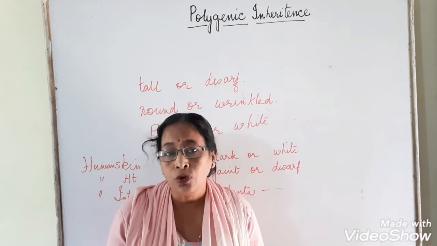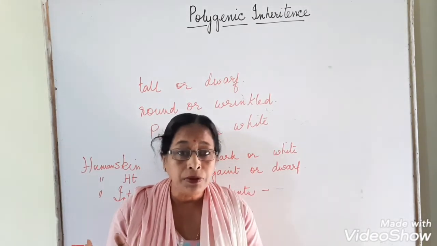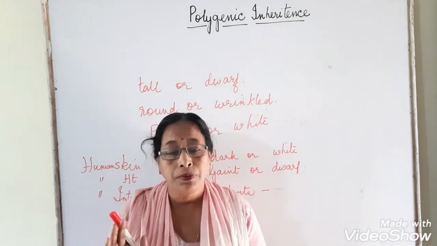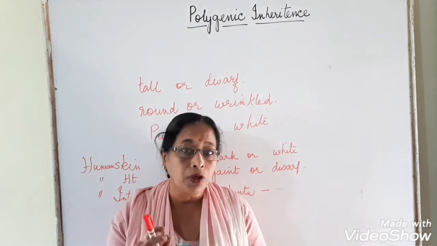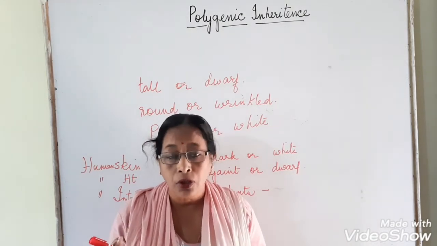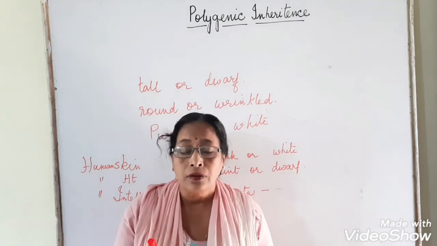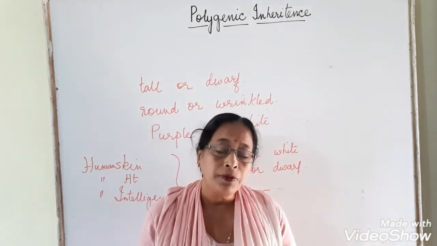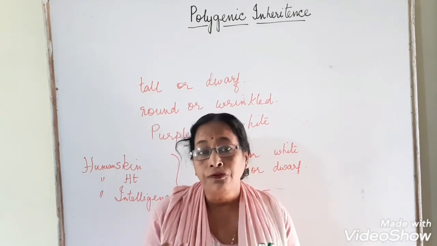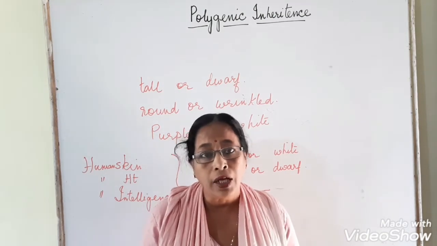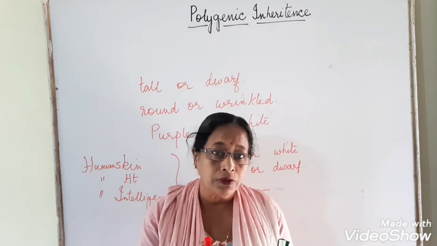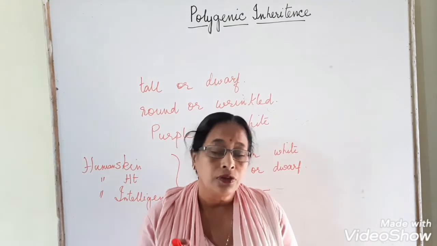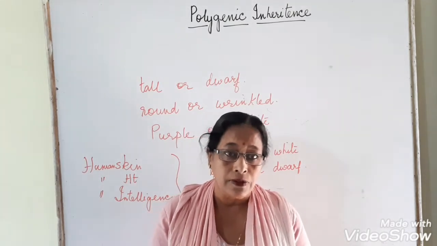The traits shown by these multiple genes are known as polygenic factors or multiple factors, and the inheritance of the polygenic factors or polygenes is known as polygenic inheritance. Such genes are described as multiple factors, and the trait influenced by these multiple factors is known as polygenic. So the inheritance which is described by multiple genes or polygenes is known as polygenic inheritance.